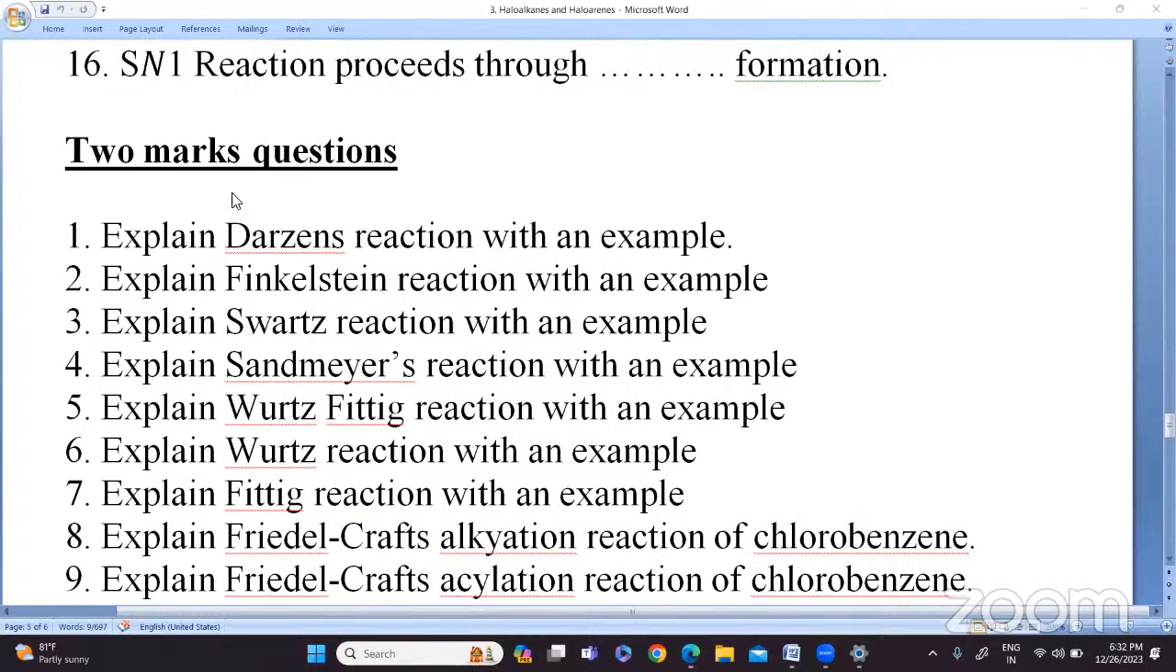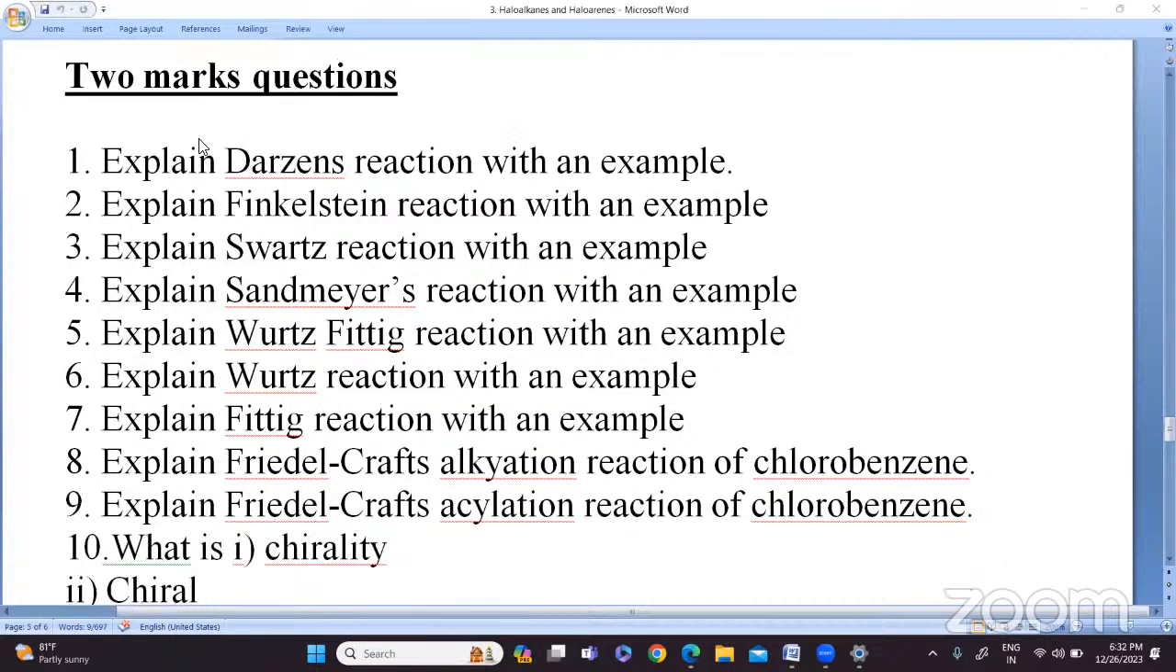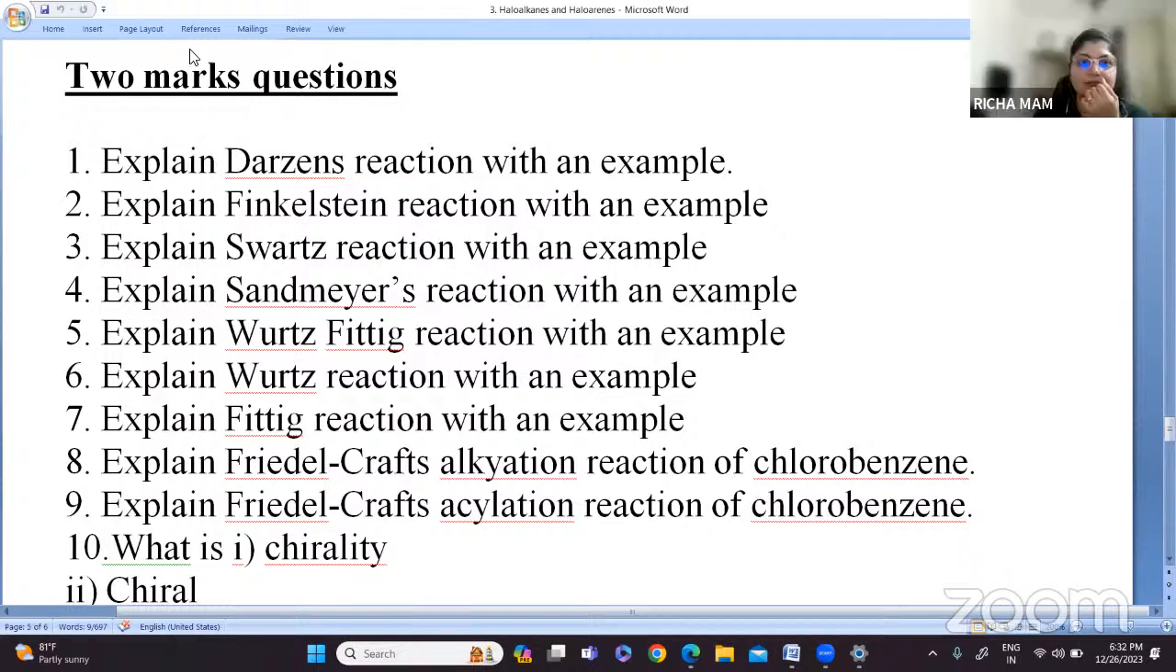Moving further, we'll start with the 2 marks questions. In 2 marks questions from this particular chapter, most probably all are the name reactions, which we are going to discuss. The first question is: explain Darzen's reaction with an example. Students, what is Darzen's reaction? Do you know what it is? It is a very important name reaction, so please mark it important. All the named reactions from this chapter are very important for 2 marks. Okay, so write it down.